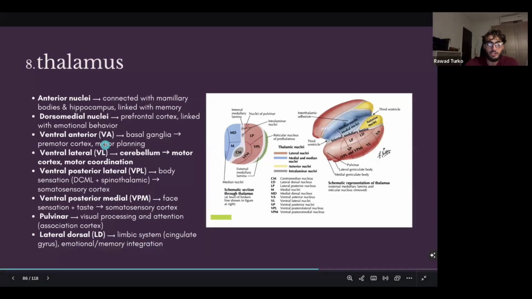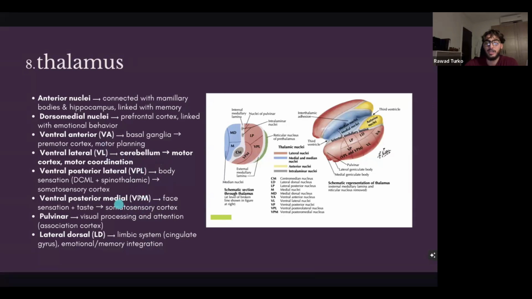Okay, so the main ones that I want you to really, really pay attention to are VPL and VPM, and maybe for later on, ventral anterior and ventral lateral, sorry, for the motor planning.